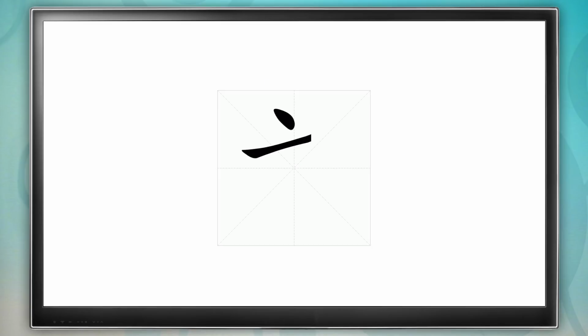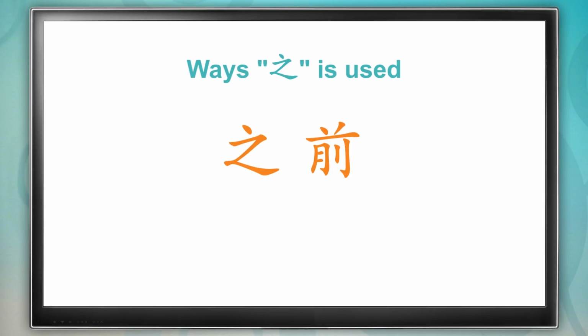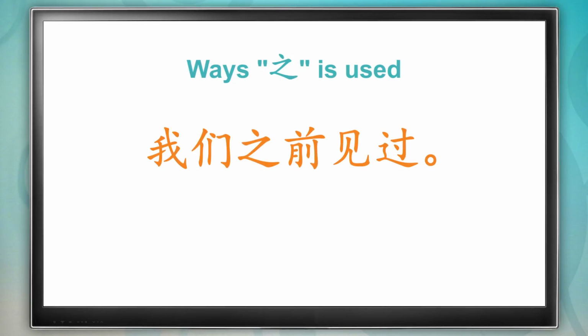This is how 之 is written, stroke by stroke. Try to read this word out loud. 之前. Good. Now you know all of these characters. You probably remember that 前 means before. Let's look at an example.